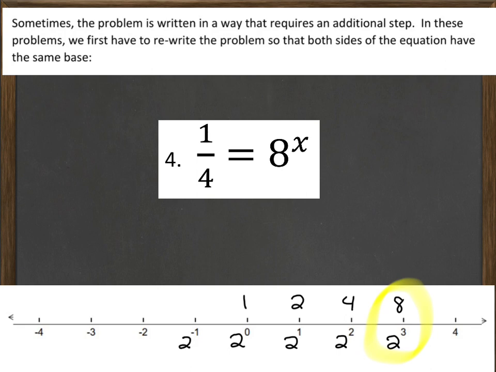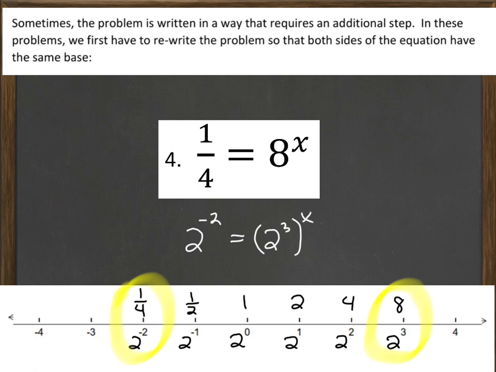Going the other way, we have 2 to the negative first power is 1/2, and then 2 to the negative second power is 1/4. So that's the other value that we need, okay? So I'm going to rewrite 1/4 as 2 to the negative second power, and then I'm going to rewrite 8 as 2 to the third power.